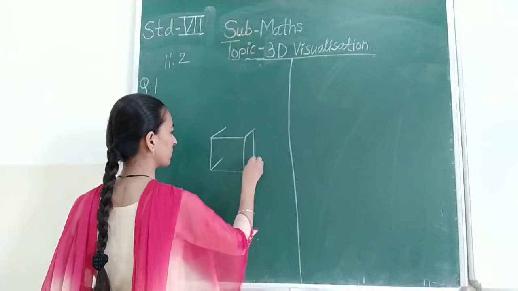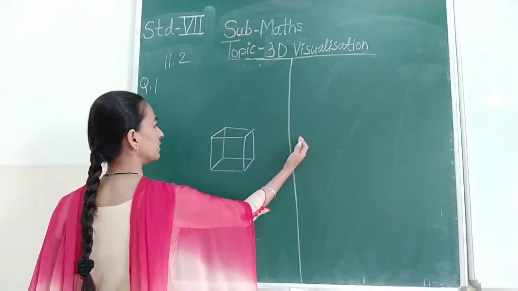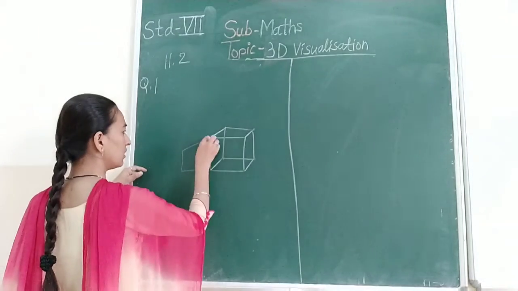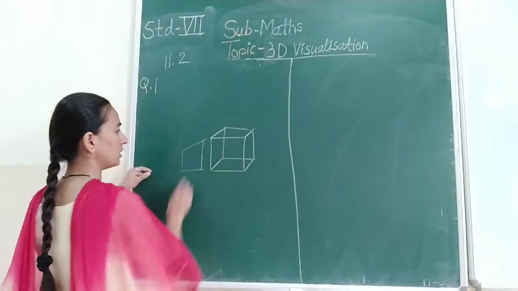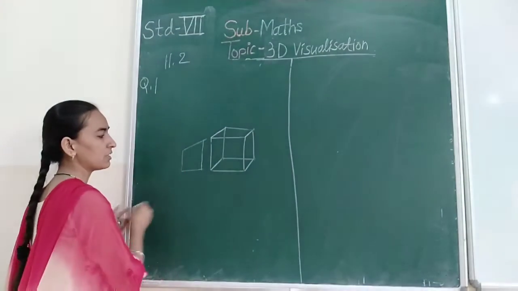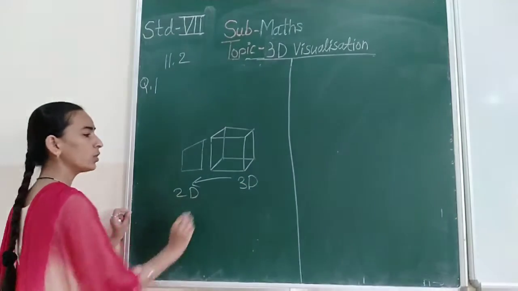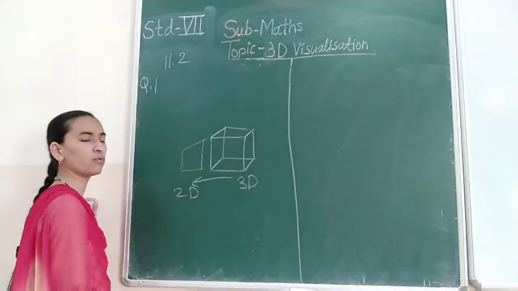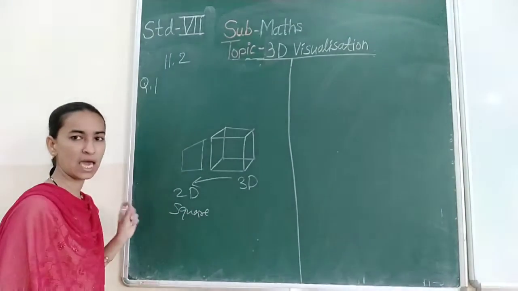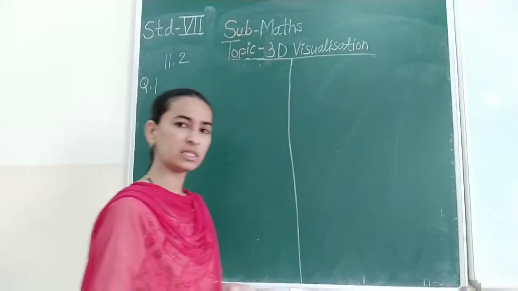If I am seeing this object from the side, the shadow of this will be a square only. When you shine a torch light here, it gives a shadow, that means the 3D object's shadow is converted into 2D. And the shadow of a cube is a square. We just have to write answers like this. Okay students, understand this.